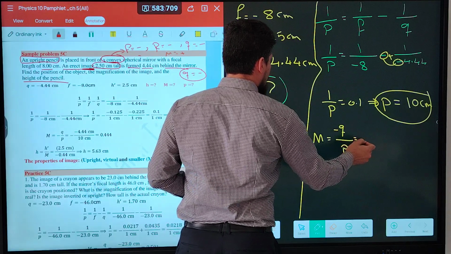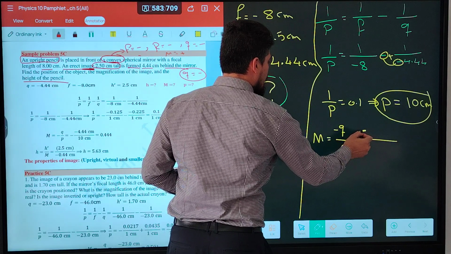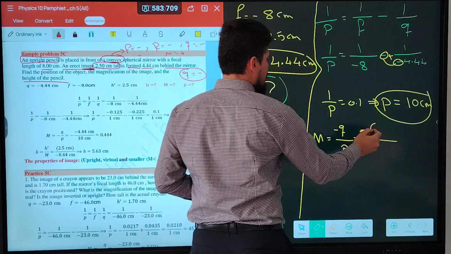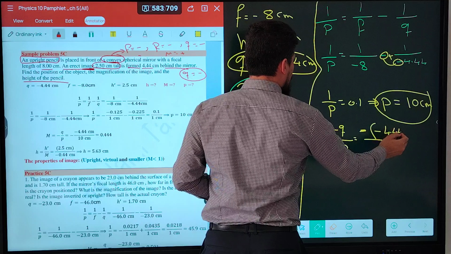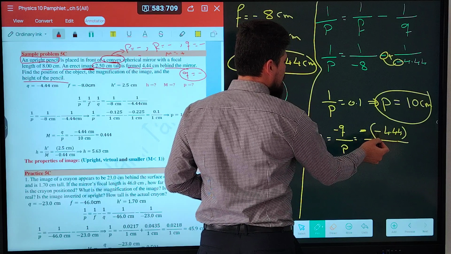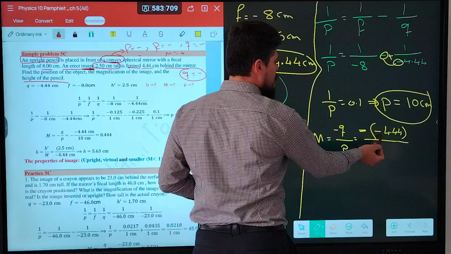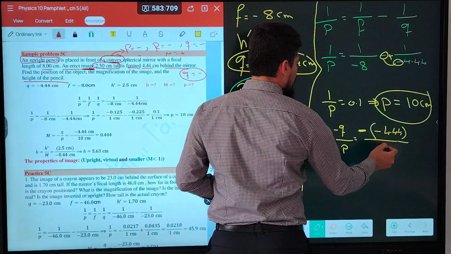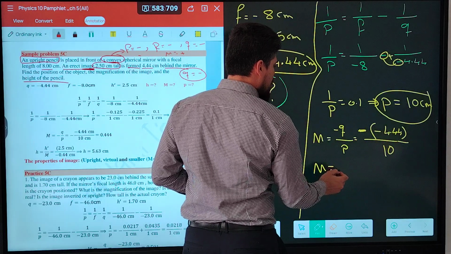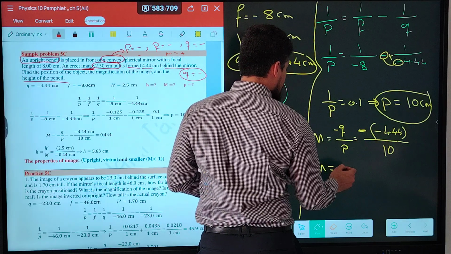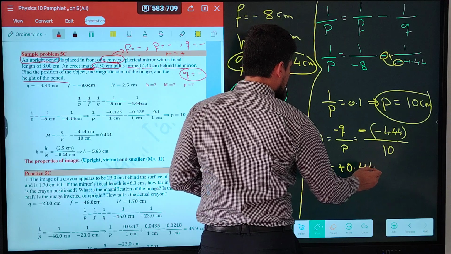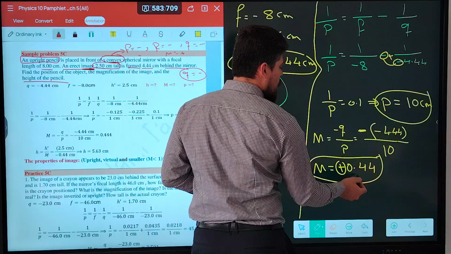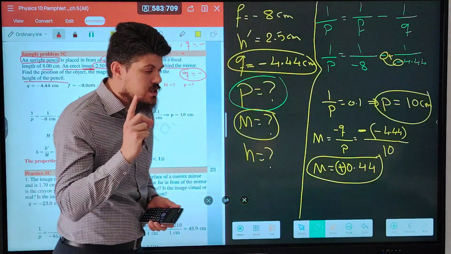For magnification, M is equal to what? Negative Q over P. This is the negative of the equation, guys. Okay? And the Q is also negative. Already Q is negative, negative 4.44. Okay? Don't say I'm not going to write negative because we have negative. This negative is different from this one. This is the negative of the equation, but this one is the negative of Q. Divide by 10. Negative times negative, positive. 4.44 divided by 10 is equal to positive 0.44. So the positive sign indicates the image is upright. 0.44, the image is smaller.